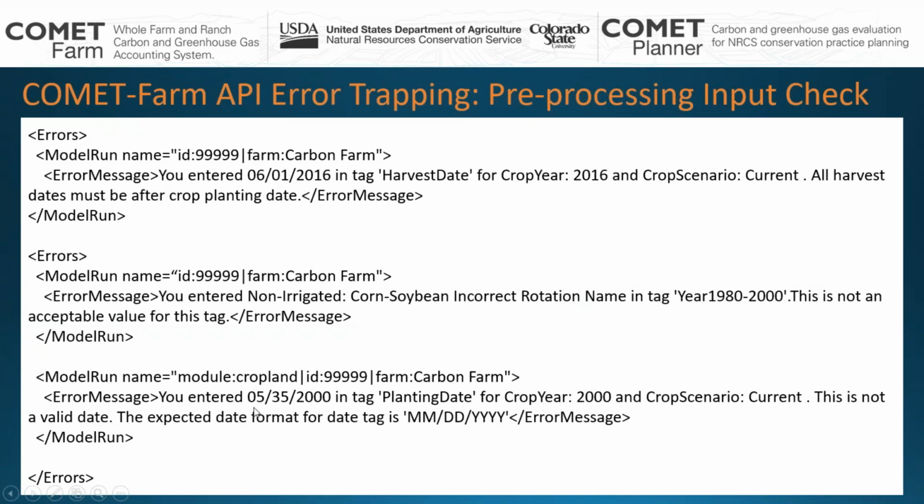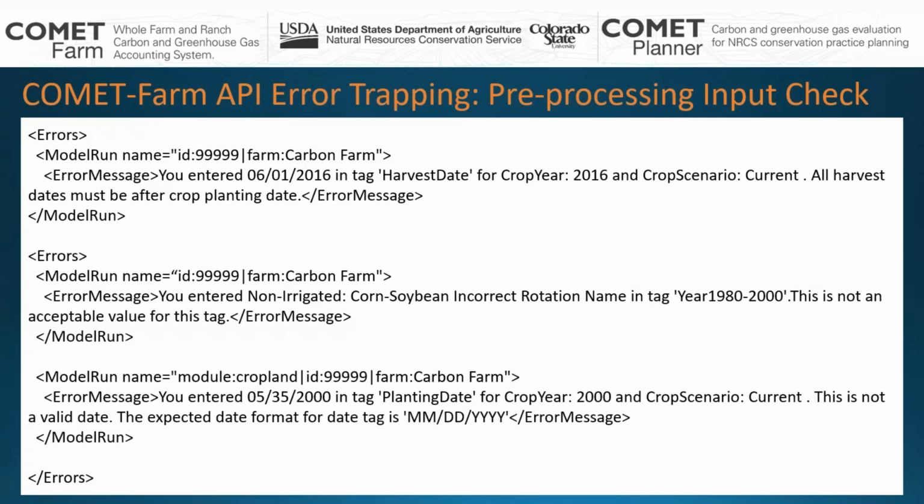A third example here was that a user entered just an invalid date, in this case May 35th of the year 2000, and so we're reporting that back to the user. And in every case where we can, we describe where the tag is and for the crop year to help the user zero in on where the error might be.